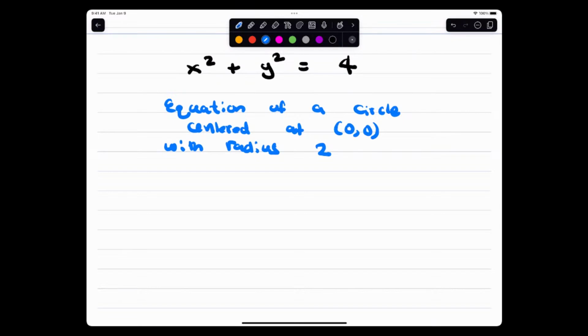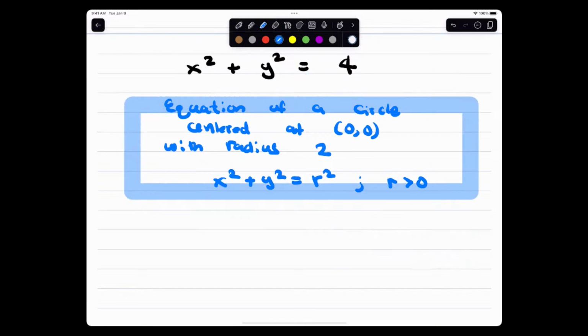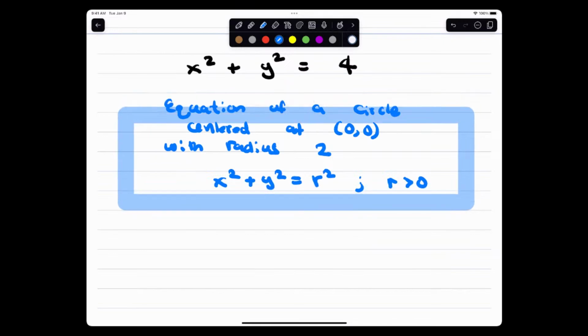Yeah, because the equation of a circle centered at the origin is of this form here, r squared, where that r value is positive. This is what we're talking about. In this example, this is r squared here. So r squared is 4, which means r is plus or minus 2, while your radius is actually what? 2. So this is kind of the general form for that equation, right?